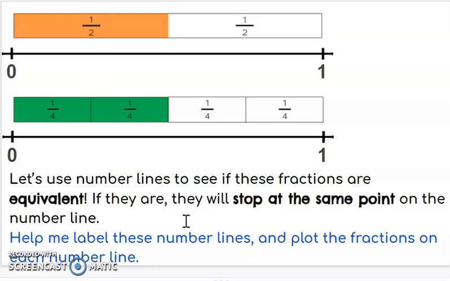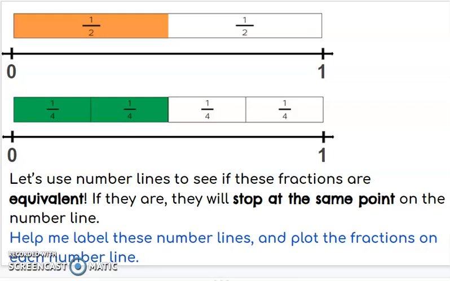What I'd like you to do on your piece of paper, you can go ahead and pause the video. I would like you to draw 2 number lines. And remember, if we're going to compare fractions, we need our number lines to be the same size whole. So try to make 2 number lines like mine that are the exact same. Then when you're ready, go ahead and push play on the video again.